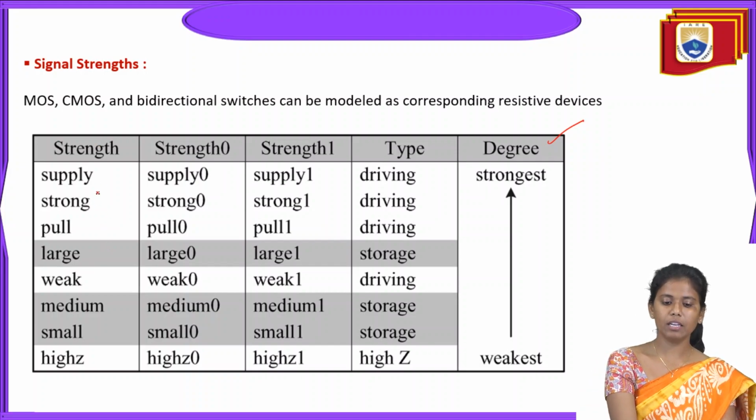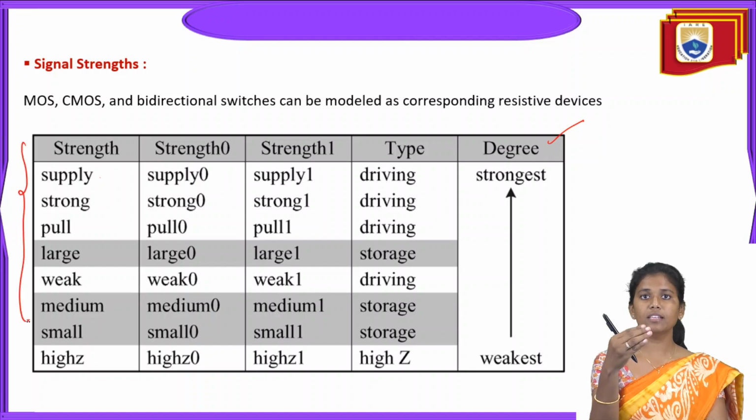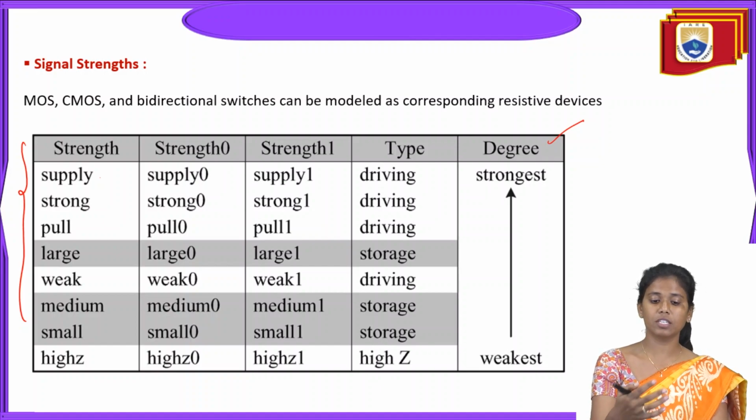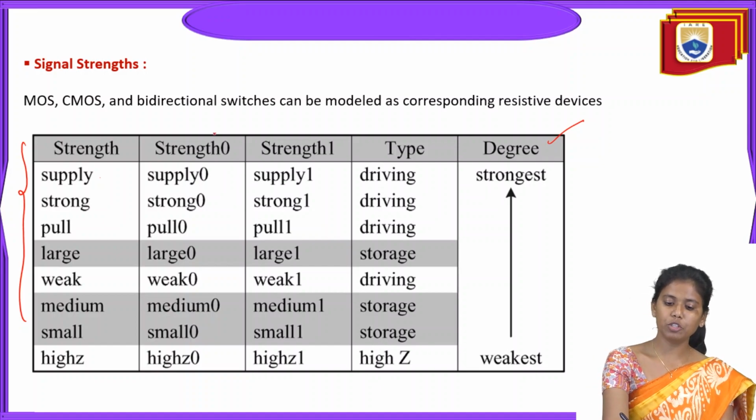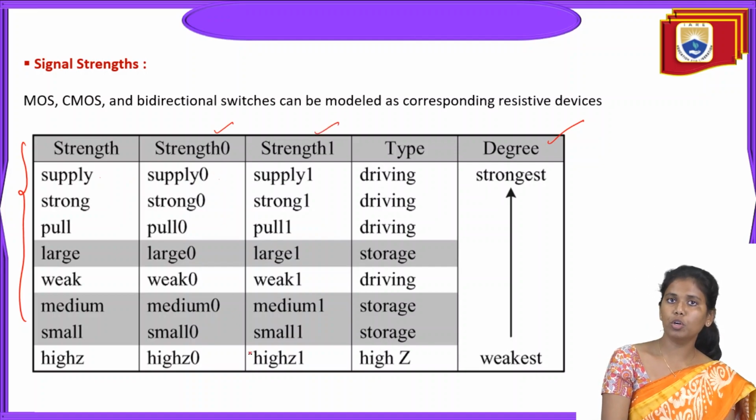Coming to the strength, we have supply, strong, pull, large, weak, medium, small, and high impedance. These are the ranges, the categories of the signals with respect to strength. And coming to strength 0, when you apply strength 0, then all will go forward with 0. And if you come up with strength 1, then all will be followed with 1.